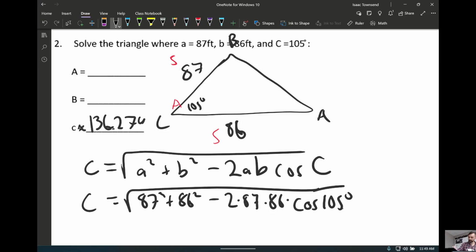Could you also use Heron's formula? Heron's formula helps you find area. So you're not going to get a side out of that. Yeah, you're not going to get sides or angles out of that.